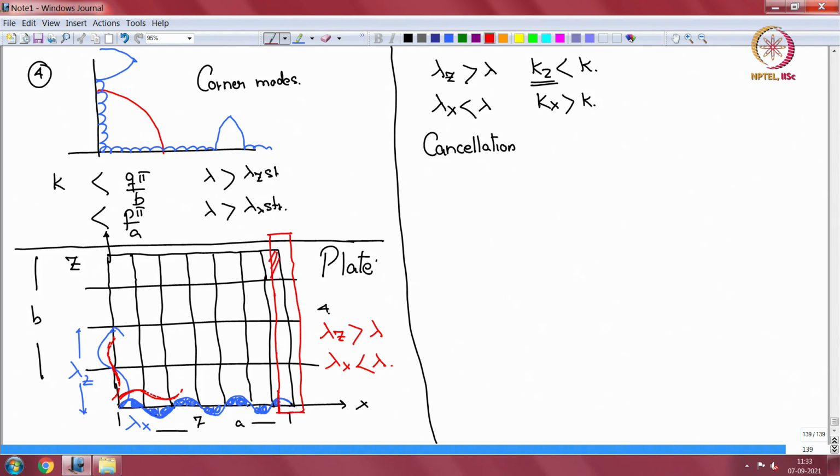That means this region on the plate. Similarly on this side, this entire region will remain uncancelled. Everything in between will cancel. Okay, so this leads to Z edge modes.